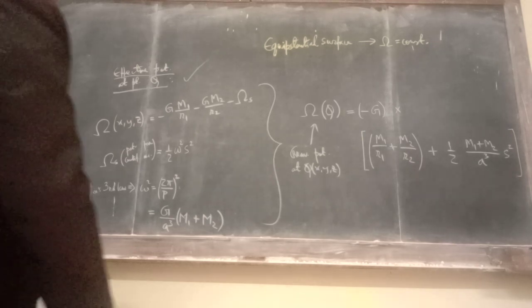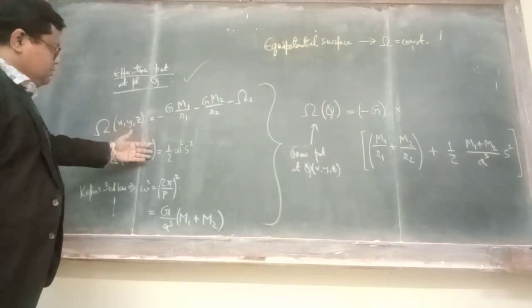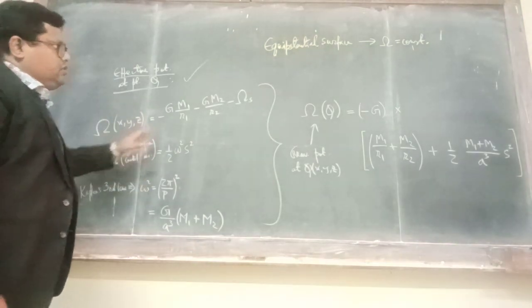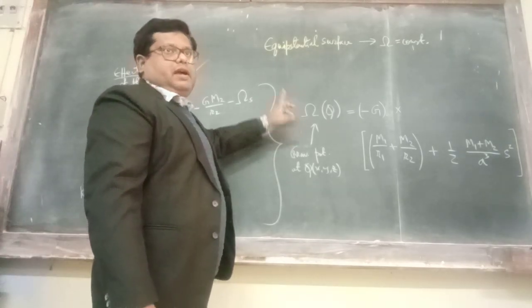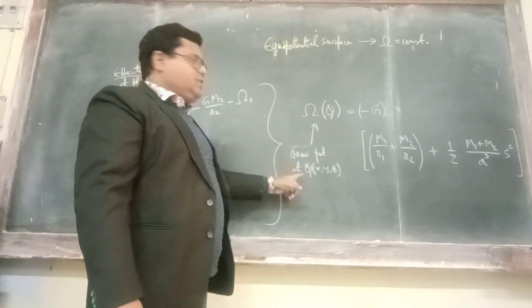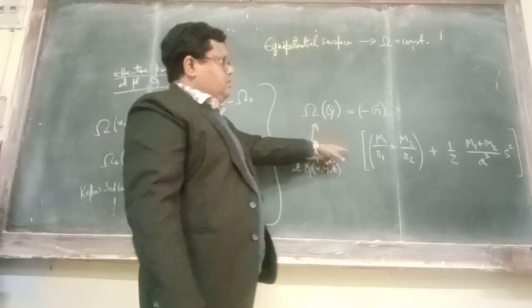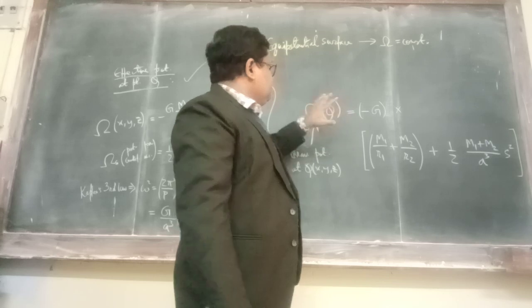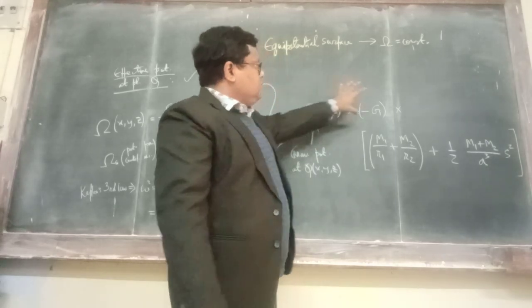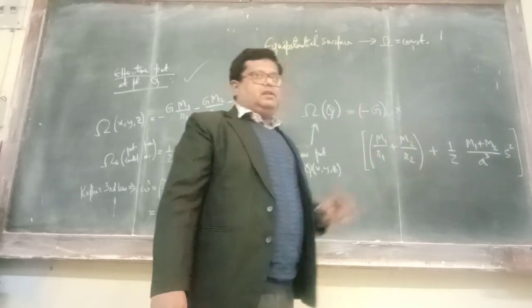So these are the relations, right? 1, 2, 3. Using these, we can write the gravitational potential at that arbitrary point Q, x, y, z. And this is the relation. You can check for yourself. So basically this is some constant times this entire term.